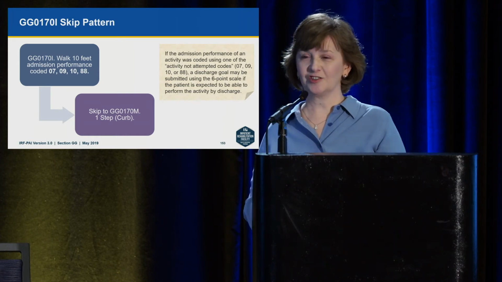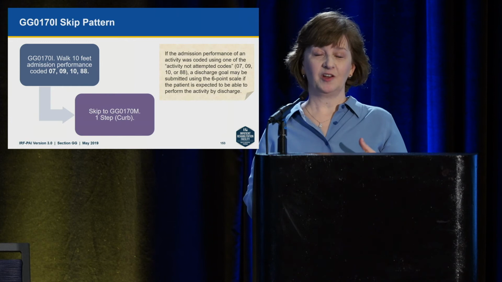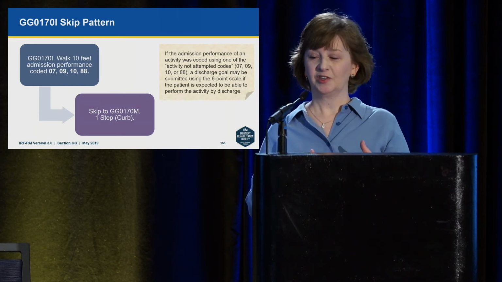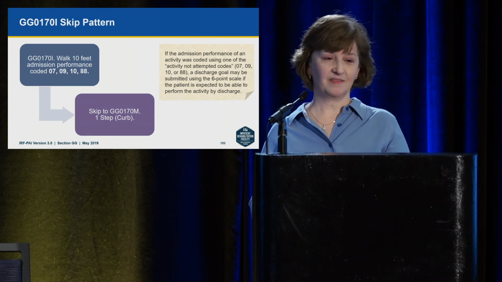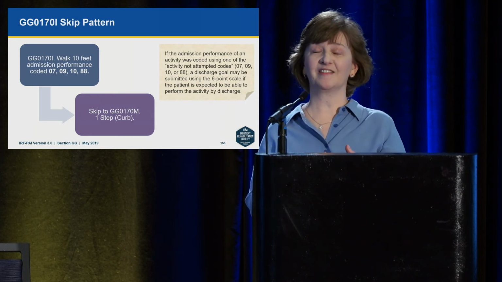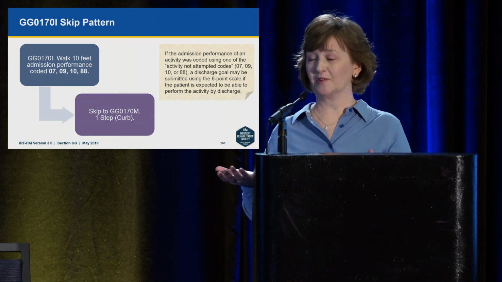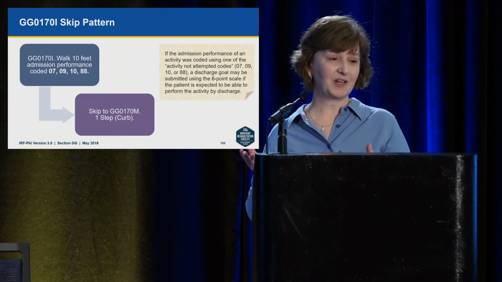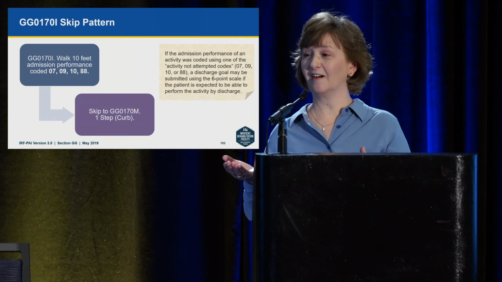So we've had this question come in a lot. It may be that you have a patient who on admission was only able to walk 7 feet, but the goal is that person would be able to walk, let's say, 10 feet with touching assistance by discharge, so you can code a goal there.